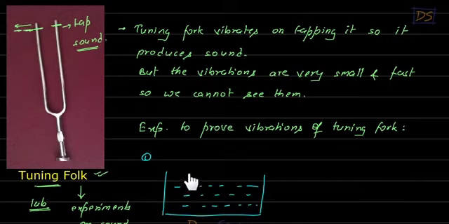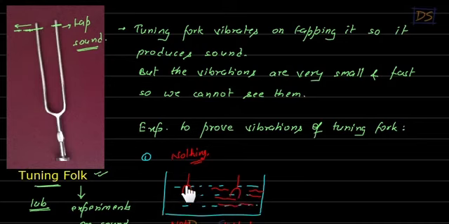One tuning fork will be such that it is not vibrating, a tuning fork which you have not tapped. You dip it in water like this, and you take another tuning fork which you have tapped. In the first case you will see that nothing happens. In the second case, you will see that the water will be disturbed. So it proves that the tuning fork is vibrating.